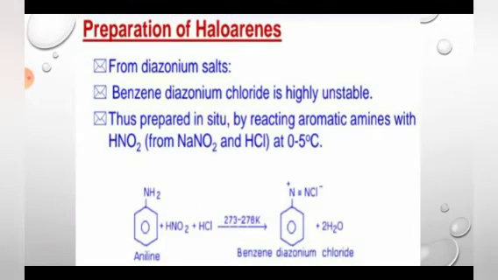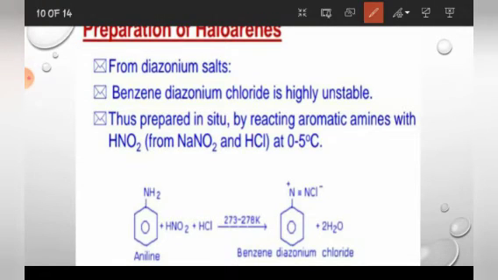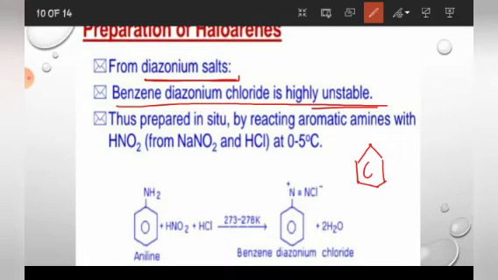Okay. Now we will see preparation of haloarenes from diazonium salts. Now what are these diazonium salts? See, you have a separate chapter for this, so we will have just an intro of this. Now see, benzene diazonium chloride is highly unstable. This compound, benzene ring with N2Cl on it, is known as benzene diazonium chloride, and it is an unstable compound. So it is prepared in situ by reacting aromatic amines with HNO2.